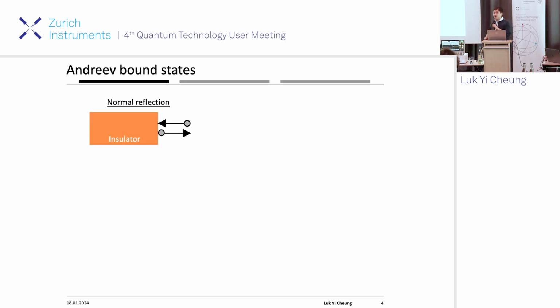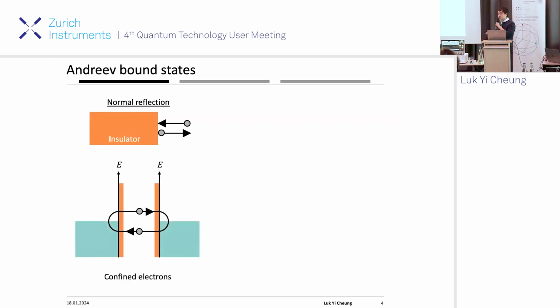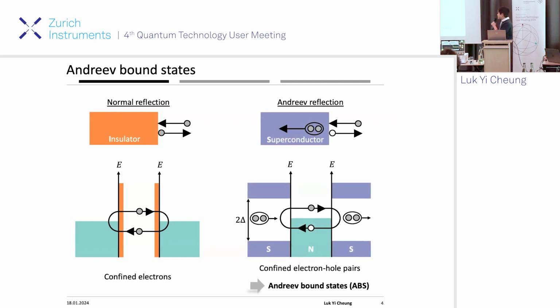Right. So, I want to first start with something which physicists know. Let's say you take a piece of normal metal and you interface this with an insulator, and you have electrons in the normal metal. The electrons will be bounced back at the insulator. Now, if you take 2 insulators, then you can actually confine electrons between these 2 insulators. What happens if you replace the insulator with a piece of superconductor? The following scenario can actually happen.